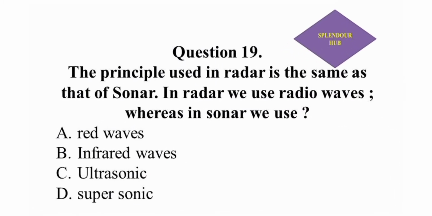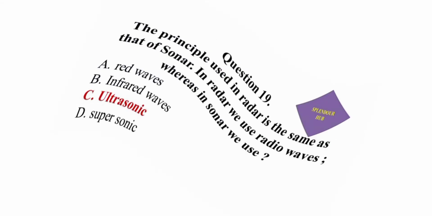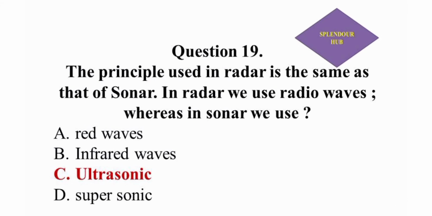Question 19. The principle used in radar is the same as that of sonar. In radar, we use radio waves, whereas in sonar, we use option A red waves, option B infrared waves, option C ultrasonic, option D supersonic. Answer: the principle used in radar is the same as that of sonar. In radar, we use radio waves, whereas in sonar, we use ultrasonic.